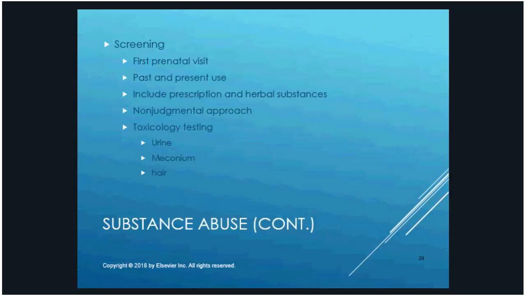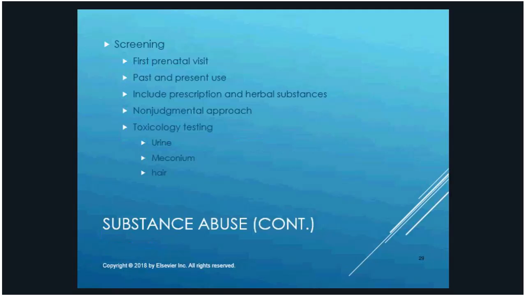Screening, so it's first done on the first prenatal visit. We're talking about substance abuse, so screening is done during the first prenatal visit. They ask about past and present use. It includes prescription and herbal substances. You should approach these patients non-judgmentally. Toxicology testing can be done with urine, meconium of the baby, and hair.